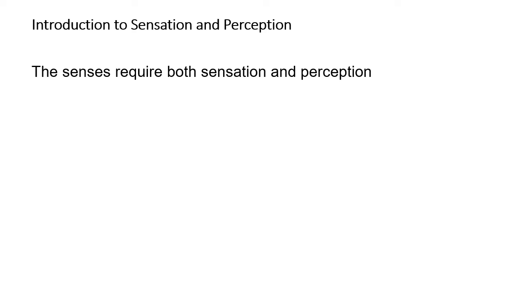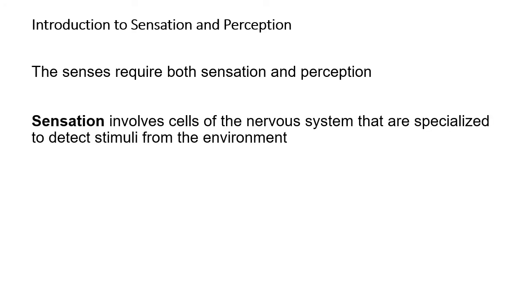The senses require both sensation and perception. First, we have sensation. Sensation is where the cells of the nervous system that are specialized to detect stimuli from the environment are essentially stimulated. They are activated. This is where the neurons, or the cells at the tips of the neurons, the sensory cells, are activated. And this works for all of the different senses.